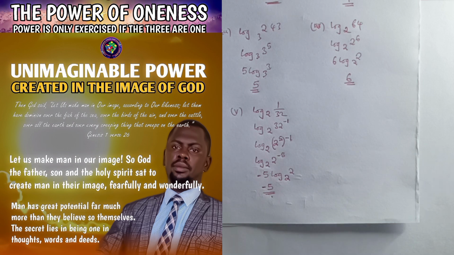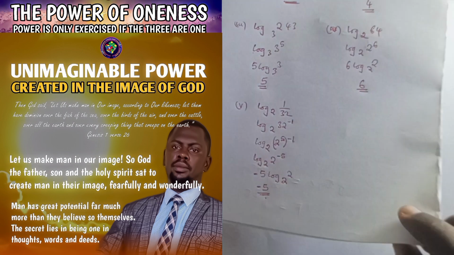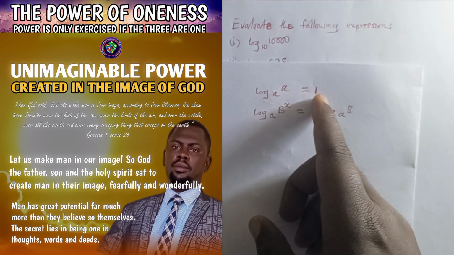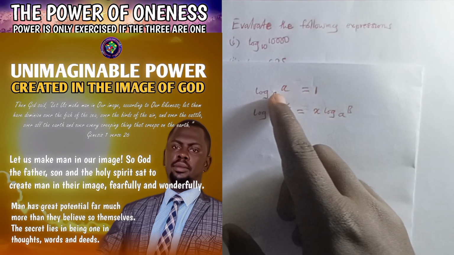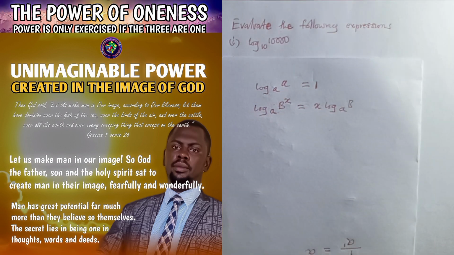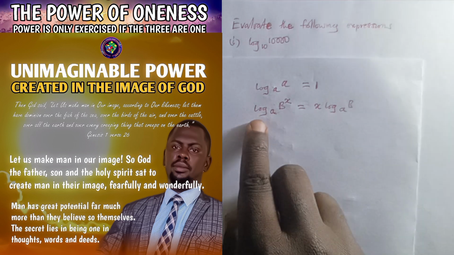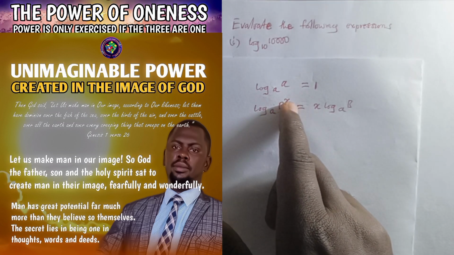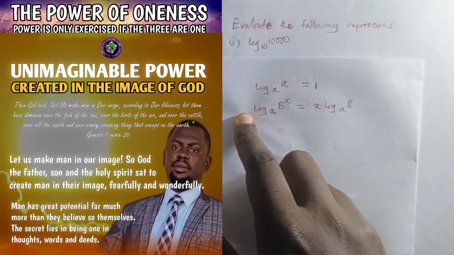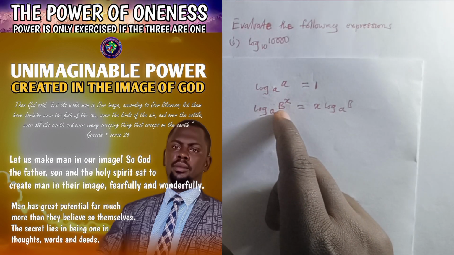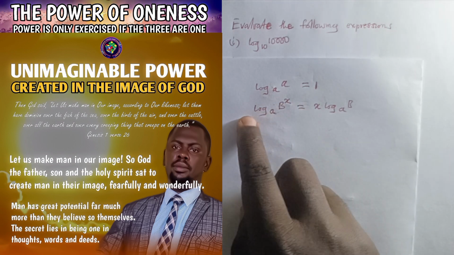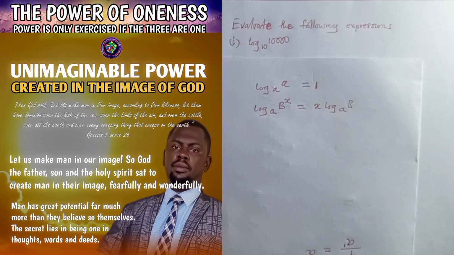So we have used just two laws of logarithms. The first one was log of a base a is equal to 1. If the log and the base are equal, then you just get a 1. Okay, and when you have a log of b to the power x base a, the power can go down. So we have log of b power x base a. This is equal to, the x will go down there, so it's just x log of b base a.